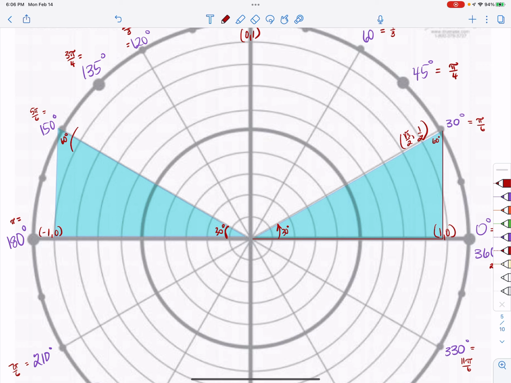So my coordinate on this one is going to be -√3/2. You say, well, why is it negative? Because it's going to the left. And since it's long, it's going to be the square root of 3/2. And my y value is going up, so that's going to be a positive 1/2.